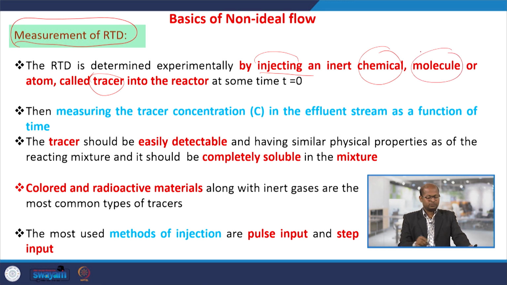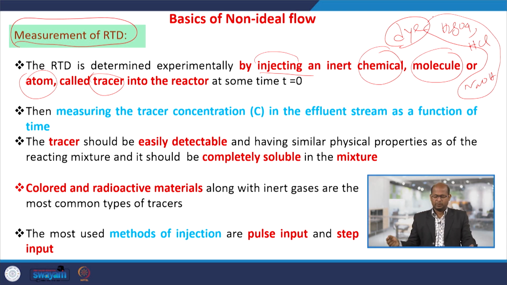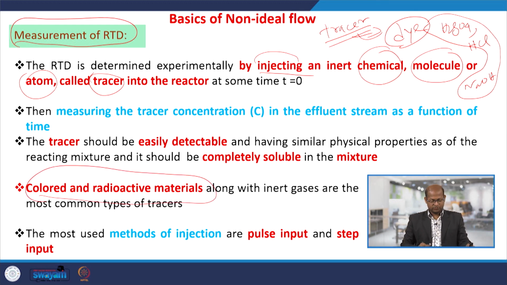So, we can use molecules, atoms, radioactive materials, or a dye that is not corrosive, or NaOH, whatever. These are the materials we can use, or some other inert materials are also available, and we find out the concentration once it is leaving the reactor. These components are called tracers. Any colored or radioactive materials can also be used.